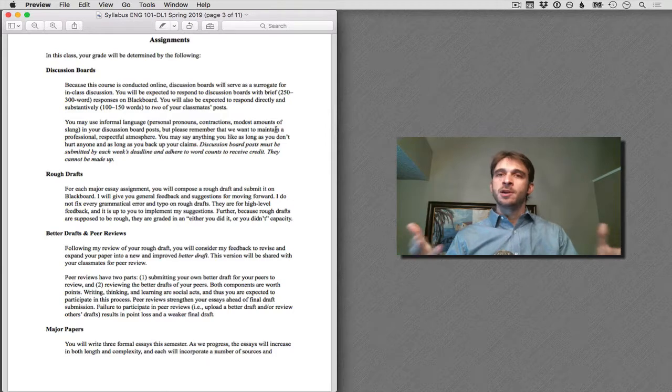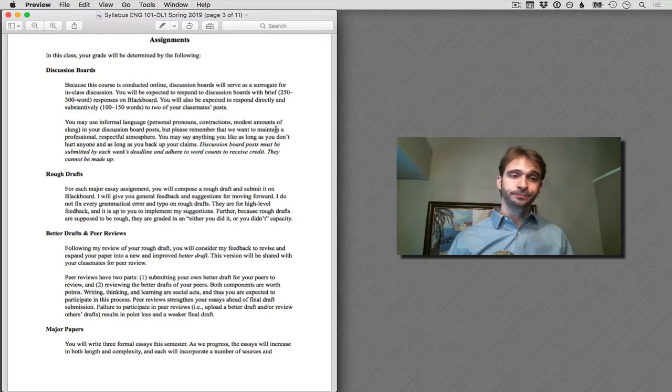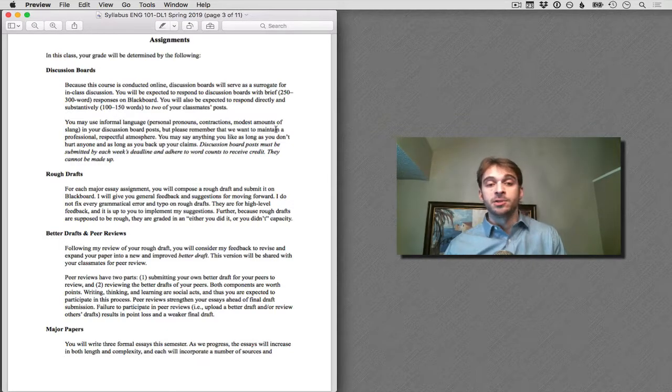Sharing our work with each other helps us to get a sense of what other people think of our ideas, and subsequently that helps us to refine and clarify and make those ideas stronger. Peer reviews strengthen your essays ahead of final draft submissions. Failure to participate in peer review, that is, to upload a better draft and or review others' drafts, will result in point loss and a weaker final draft.